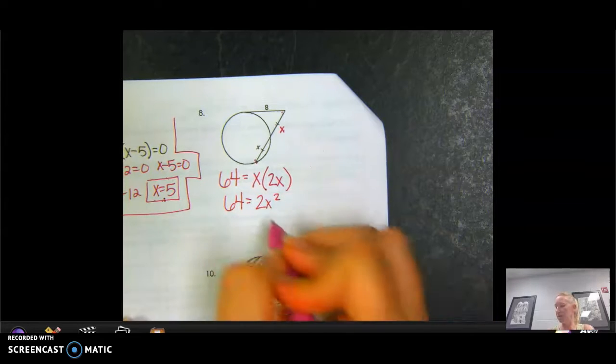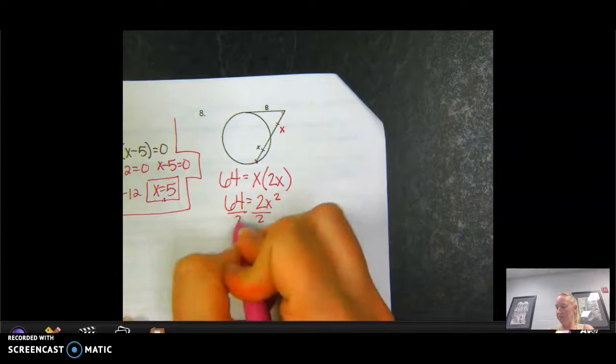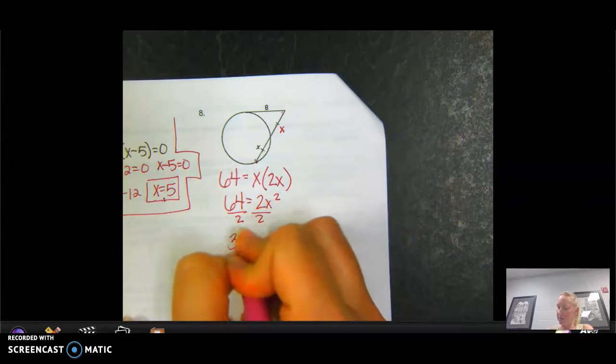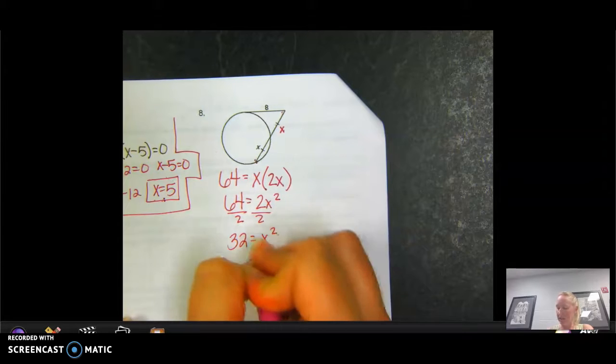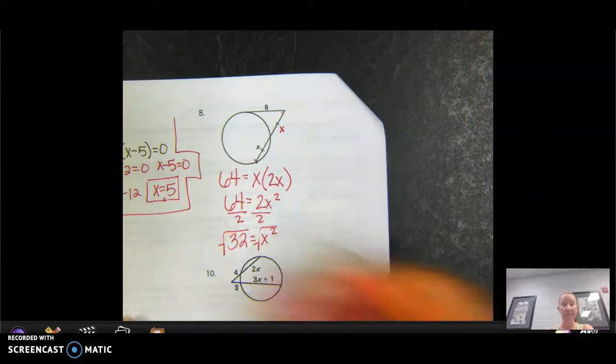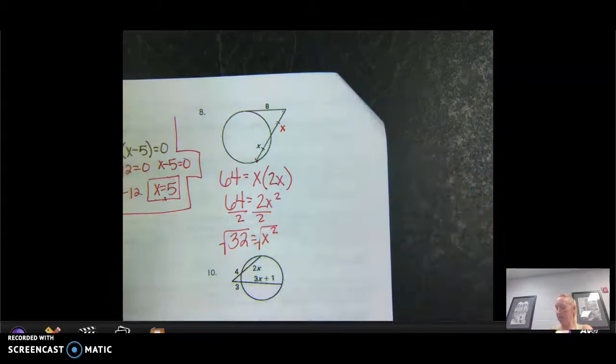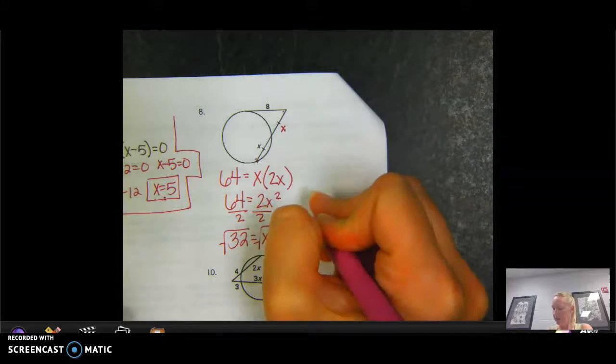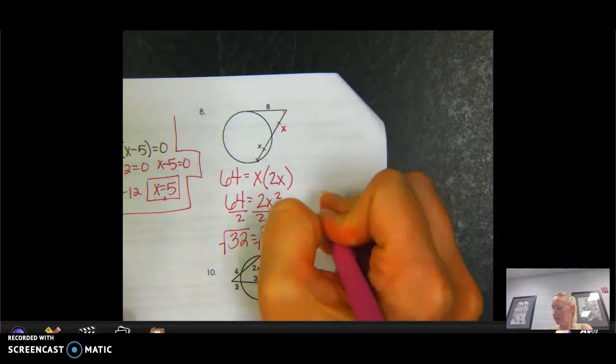So now I'm going to start solving for x. So I divide by 2 on both sides. 64 divided by 2 is 32 equals x squared. Now to get x squared down to just x, I square root that. That will give us a decimal. So I get x equals a positive and negative, but the negative doesn't make sense in this situation.